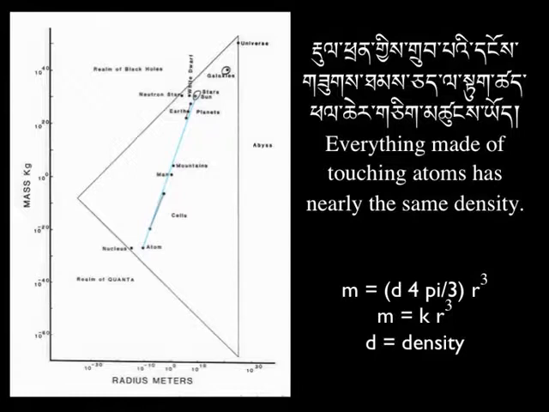And this blue line connects everything that's made of atoms that are touching. Stars are made of atoms that are touching. Well, they've lost some electrons, but they're mostly atoms. Planets, mountains, man, cells, the atom itself.